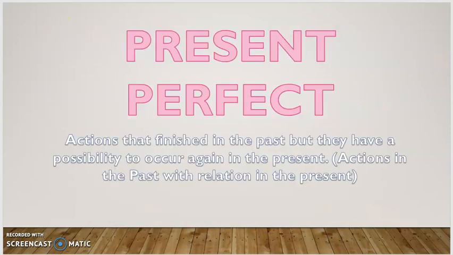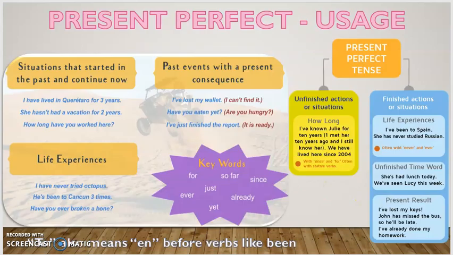Alright, so let's get started with the present perfect. Remember that the present perfect refers to actions that finished in the past, but they have a possibility to occur again in the present. Also, we can say, in summary, they are actions in the past with relation in the future. Alright? So let's analyze some characteristics.